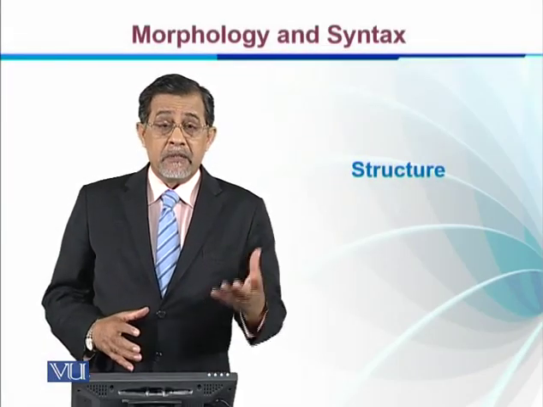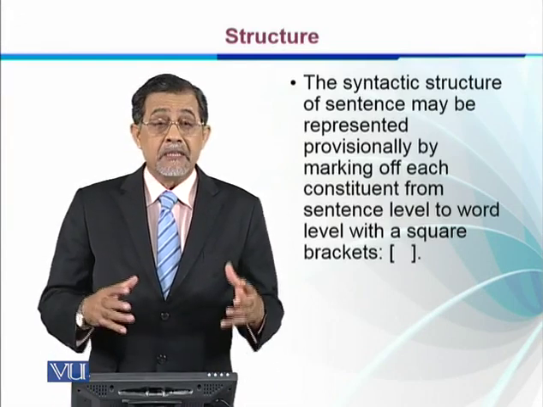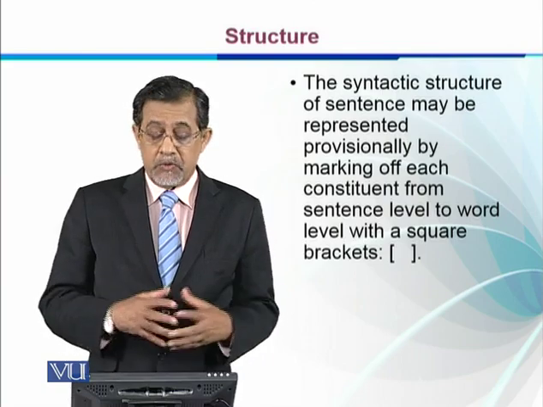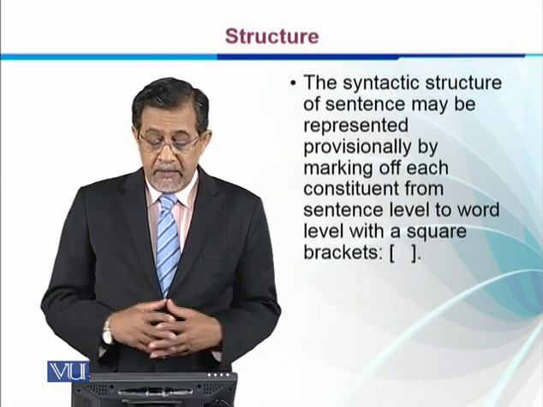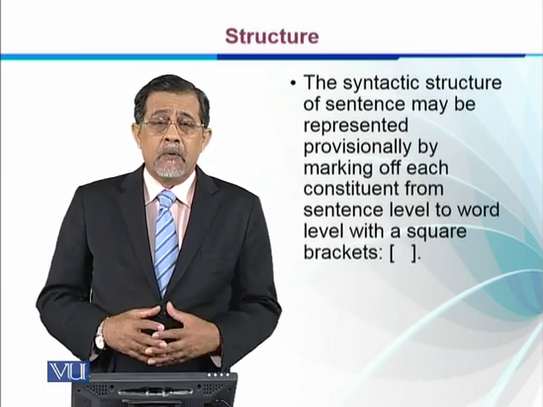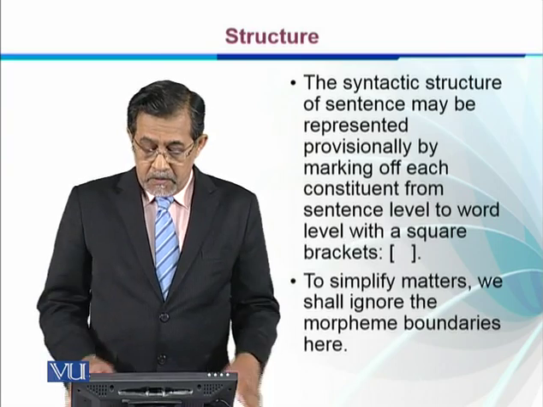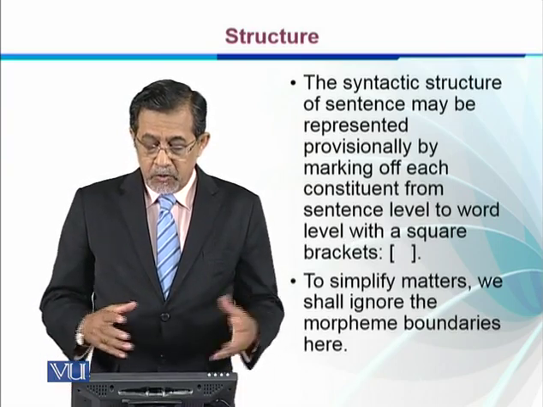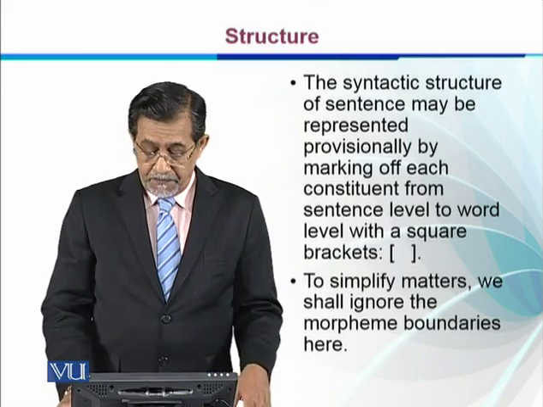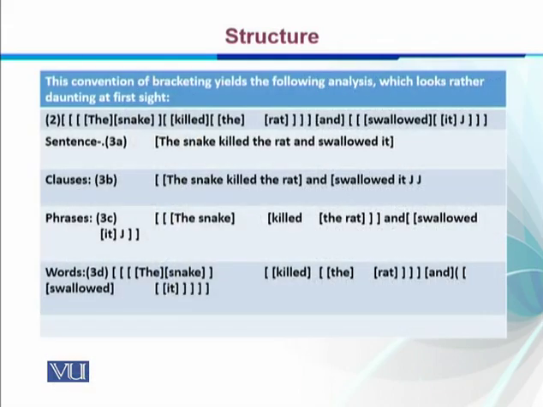Structure. Let's look at the structure of the sentence a little further. The syntactic structure of a sentence may be presented provisionally by marking off each constituent, from sentence level to word level, by square brackets. So it's one of the traditions that we generally apply while we discuss the structure of the sentence in syntax. To simplify matters, we shall ignore the morpheme boundaries here. So we won't say that this word consists of two morphemes, etc. So the convention of bracketing yields the following analysis, which looks rather daunting at first sight.